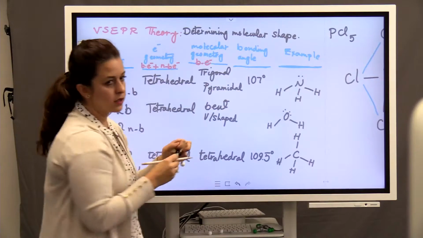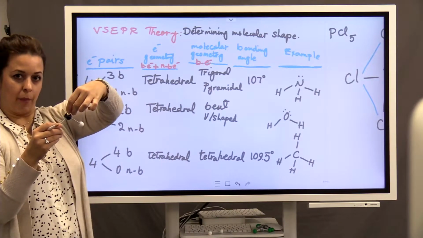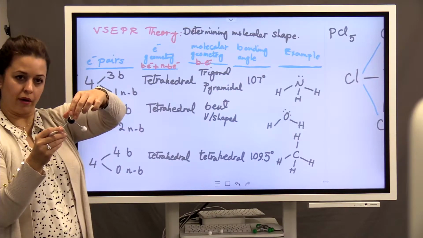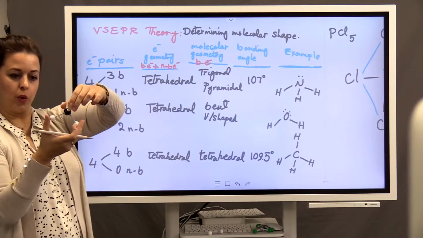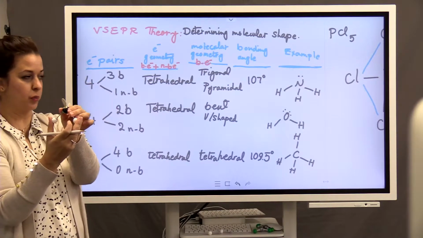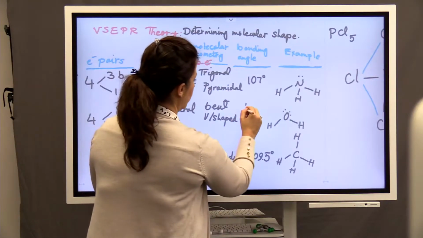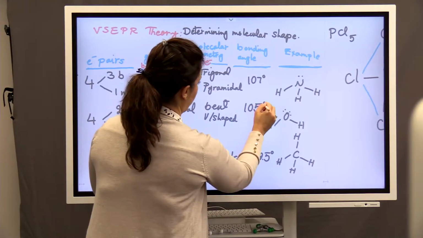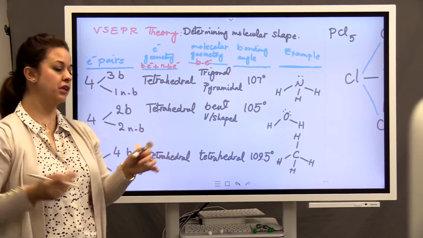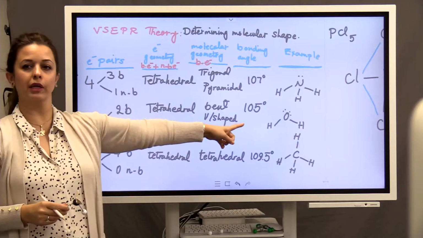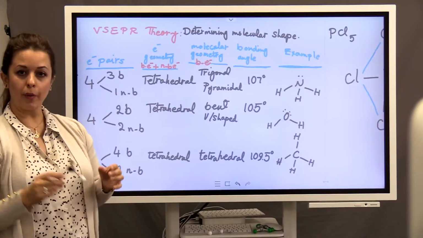And as you saw, by replacing a bonding pair with a non-bonding pair, the bonding angles are going to be smaller. We expect these bonding angles to be less than 107. The bonds are more squeezed, so the bonding angle is going to be 105 degrees. So you remember we started from 180 degrees, and now we have only 105. All right? I hope you learned.